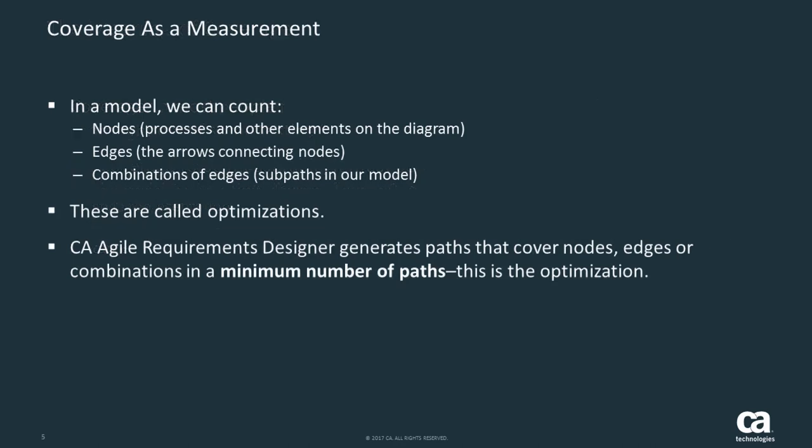Now in an ARD model, clearly we can count nodes. These typically are processes and other elements, decisions and so on. And there are edges, the arrows that connect all the nodes together. And we can also count combinations of edges, and these would be subpaths within our model, and so on. Each one of these is called an optimization within ARD. And ARD generates paths that cover nodes, edges, or combinations in a minimum number of paths. The idea of the optimizer is that it generates test cases as a minimum number in order to achieve the level of coverage you select. This is what the optimizer does.